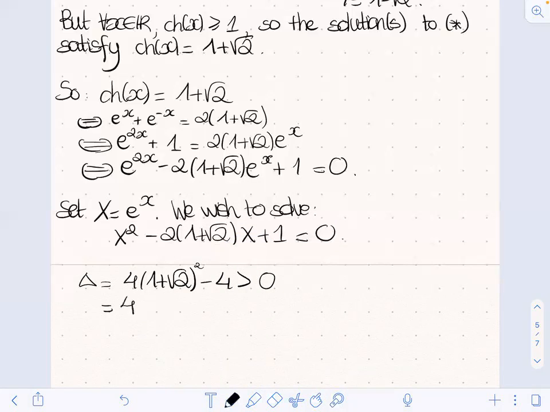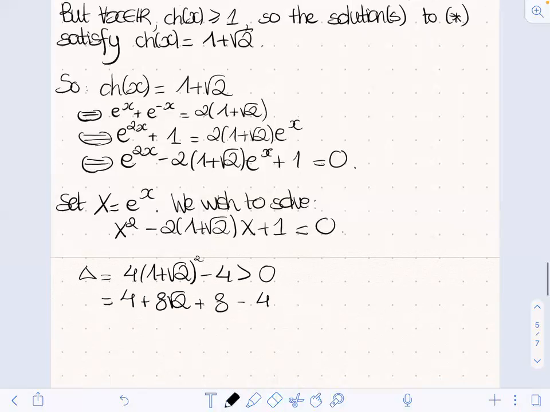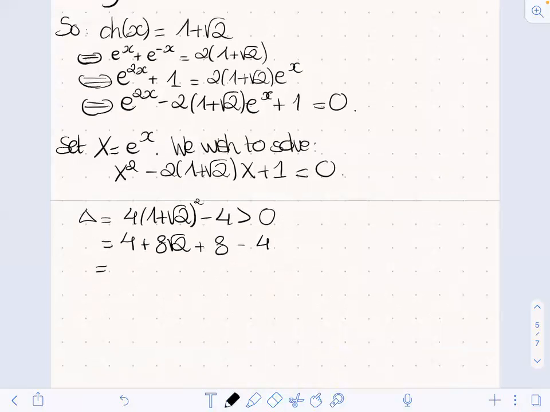So if we expand the square, we get 4, plus 8 square root of 2, plus probably 8. Is that right? Minus 4. Okay, and we can probably reduce this expression slightly further. So hopefully, yeah, we'll get 4. We get something that's a bit of a pain to deal with, but we get this.